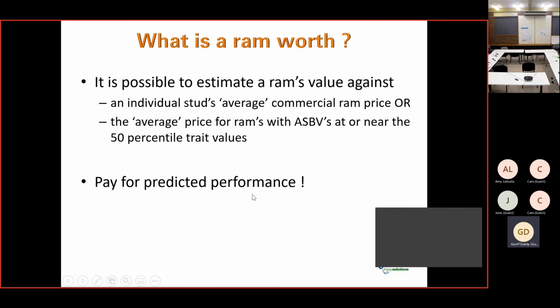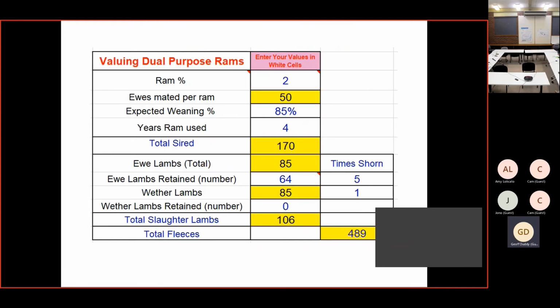As I said, be prepared to pay for predicted performance, because it does pay. These are just some screenshots. We're going to look at a dual purpose or merino style operation. This is the ram calculator that Murray and I put together. I'll just walk you through both a dual purpose and a terminal sire situation.